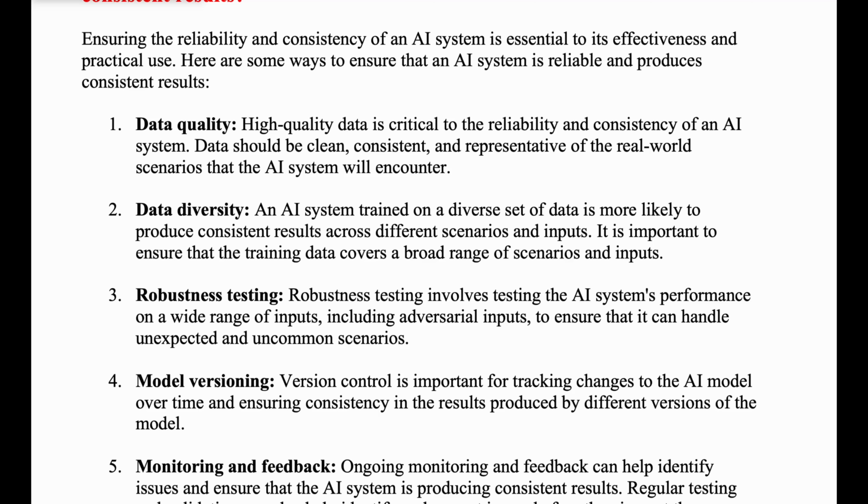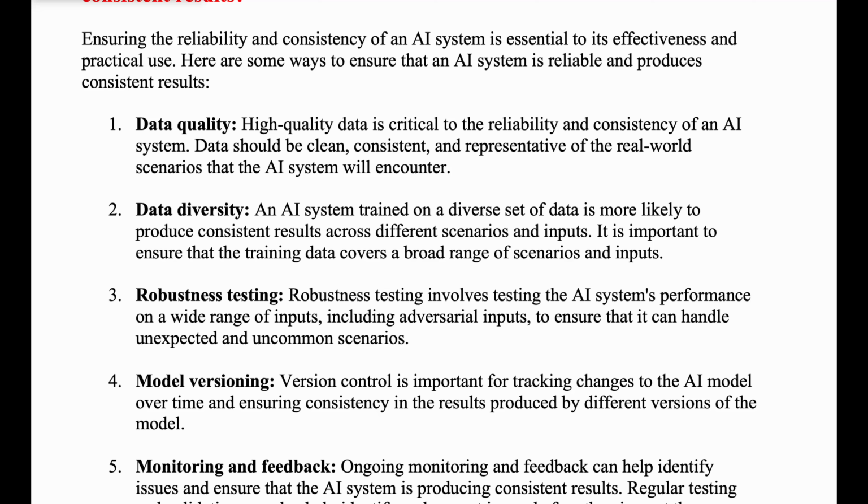Second is the data diversity. An AI system trained on a diverse set of data is more likely to produce consistent results across the different scenarios and inputs. It is important to ensure that training data covers a broad range of scenarios and inputs.